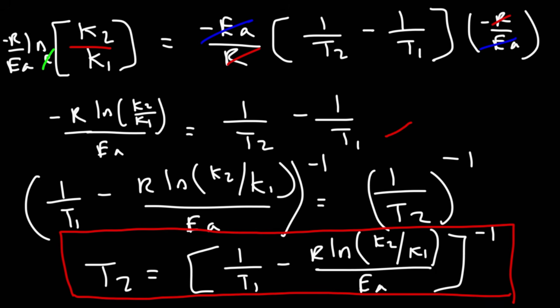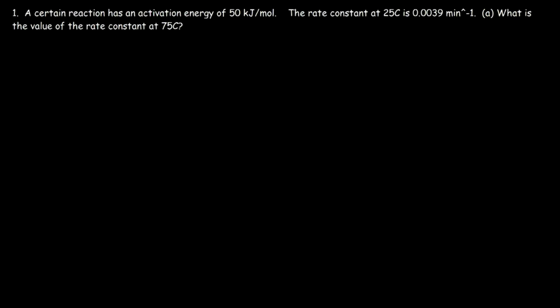Now let's go ahead and put these equations to good use. So we're going to work on a few practice problems. So take this one for example. A certain reaction has an activation energy of 50 kilojoules per mole. The rate constant at 25 degrees Celsius is 0.0039 minutes to the minus 1. What is the value of the rate constant at 75 degrees Celsius?